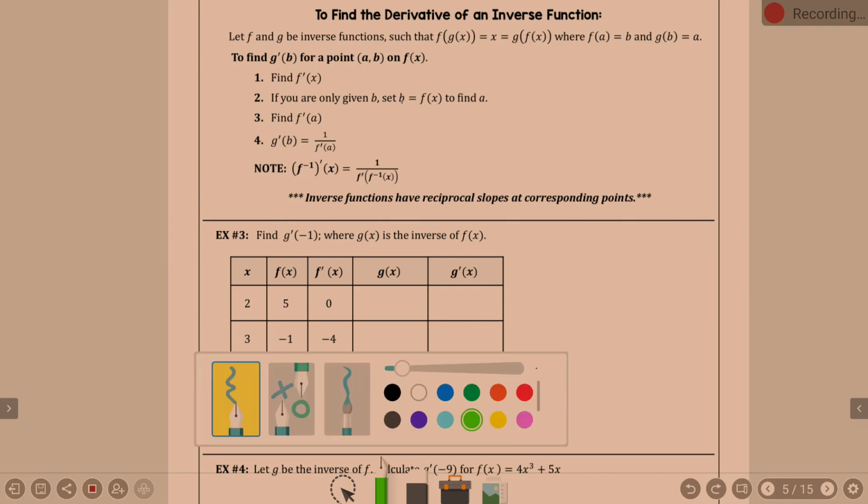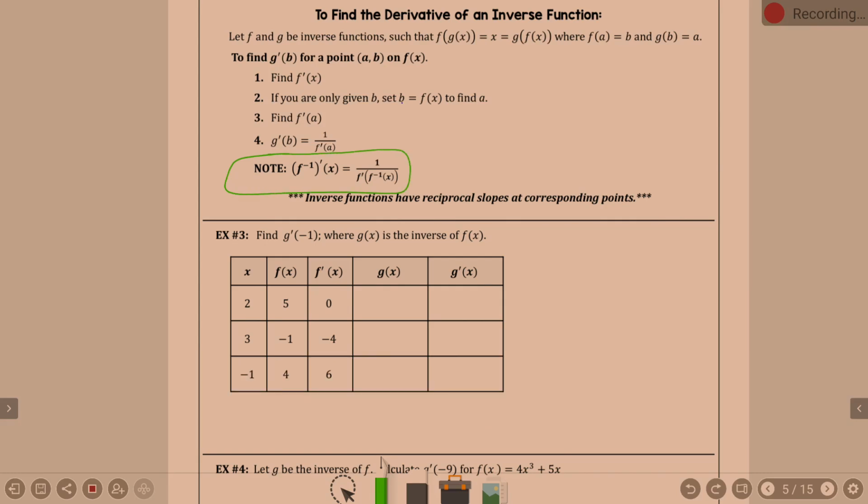This right here, folks, is that formula you're going to need to know. The derivative of an inverse. That's what we're doing. And it's 1 divided by F prime of F inverse of X. So the derivative at the inverse point.